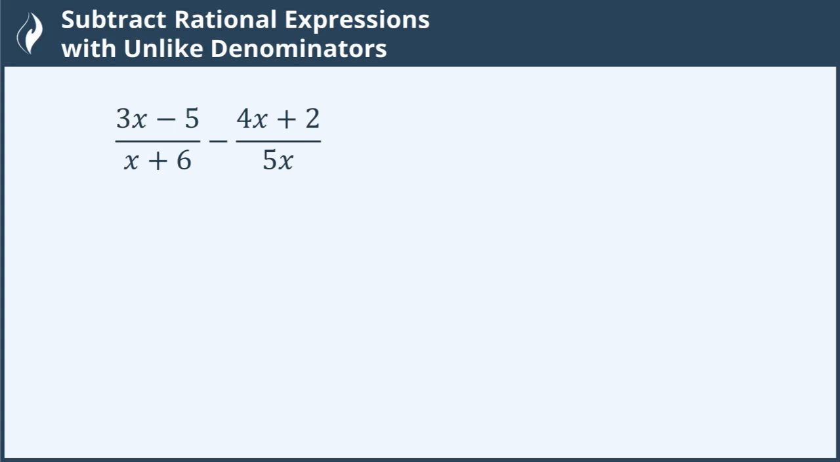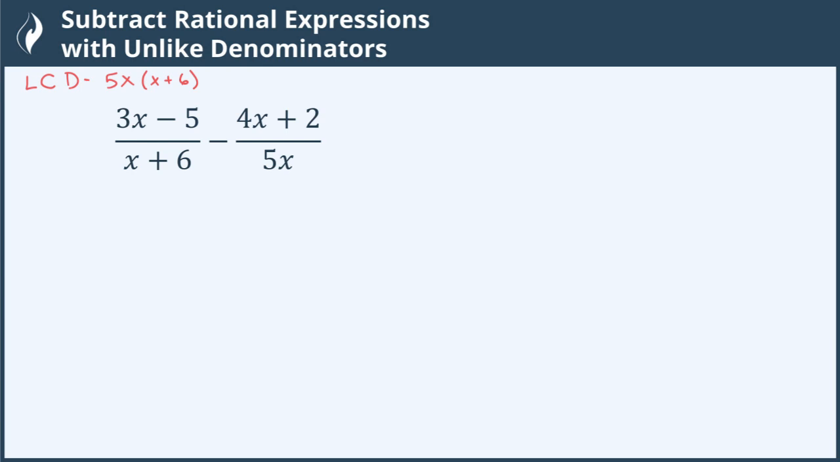Okay, so we have two fractions here that don't have a common denominator, and we're trying to subtract. Anytime you have fractions and you're trying to subtract, you have to have a common denominator. So the first thing I'm going to do is come up with my lowest common denominator. In this case, it's basically just the two terms multiplied by each other. So it's 5x times the quantity of x plus 6.